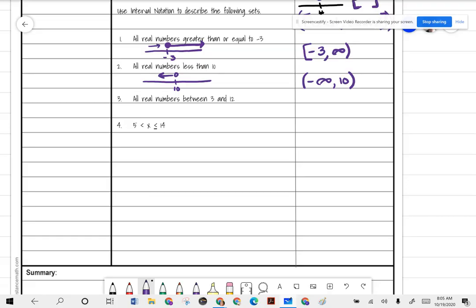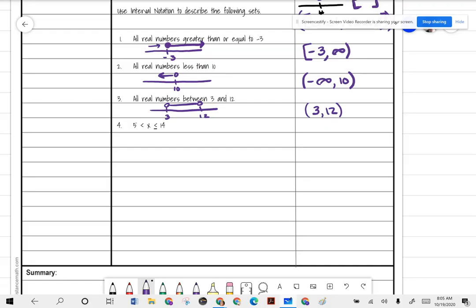So here it says on number 3, all real numbers between 3 and 12. It doesn't necessarily say that they are equal to 3 or equal to 12. It just says in between 3 and 12. So 3 would be our smallest, 12 would be our largest. They are both open, so we are going to use parentheses.